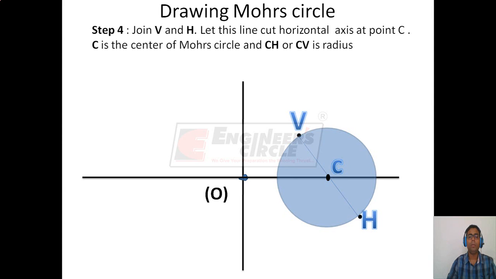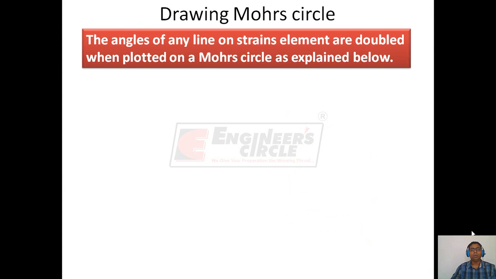So finally we have obtained Mohr's circle using the state of strain given at a point in two perpendicular directions, that is the horizontal direction and the vertical direction. Now there are certain points that should be noted about Mohr's circle. The angles of any line on a strain element are doubled when plotted on a Mohr's circle. Remember that we have eliminated variable 2 theta to obtain the equation of Mohr's circle from the analytical equations of epsilon nn, gamma nt.